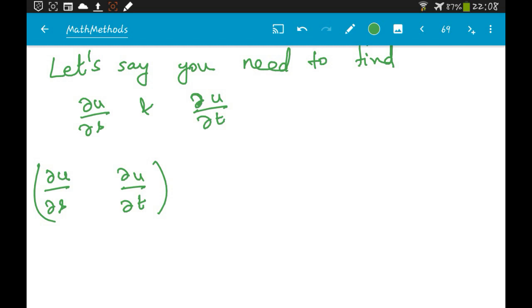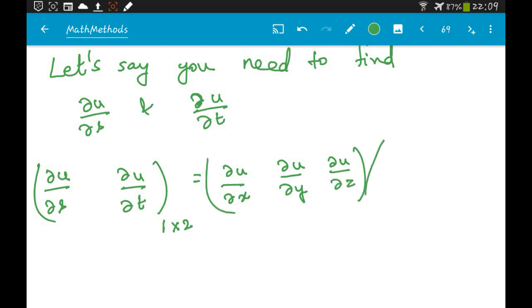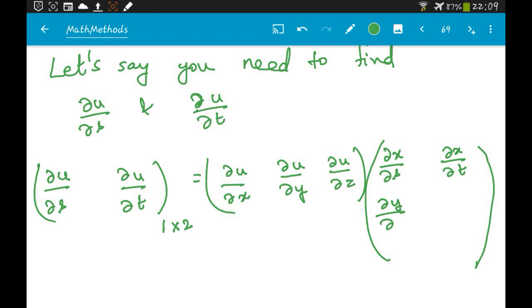This is a 1 by 2 matrix, so 1 row and 2 columns. Okay, this is equal to the matrix of ∂u/∂x, ∂u/∂y, ∂u/∂z, multiplied into the matrix of ∂x/∂s, ∂x/∂t, ∂y/∂s, ∂y/∂t, ∂z/∂s, ∂z/∂t.